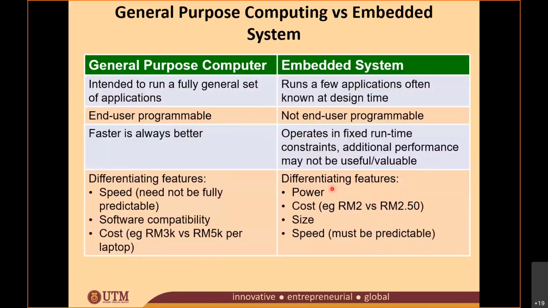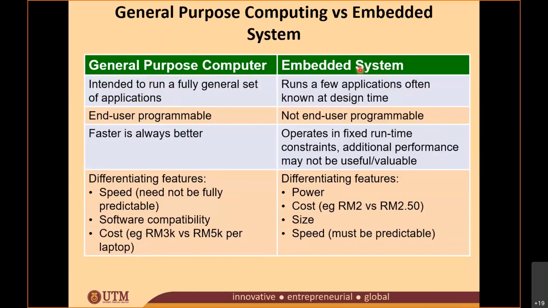Okay, so now let's look at general purpose computing versus embedded system. A general purpose computer is the computer, of course. What are the differences between the computer and the embedded system? One difference is that the computer is intended to run a fully generalized set of applications, so you can run a lot of applications on your computer.